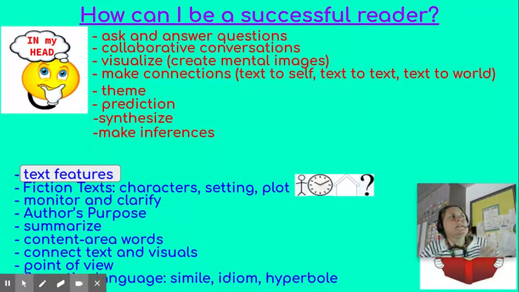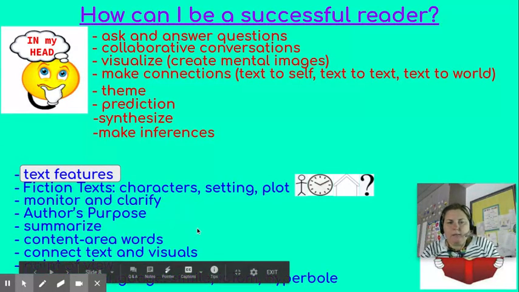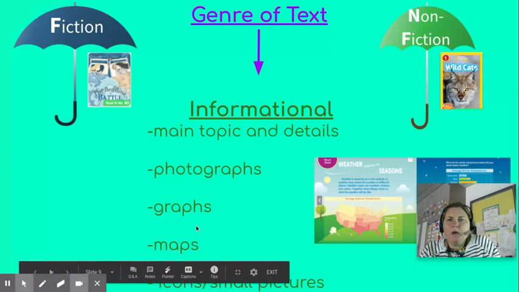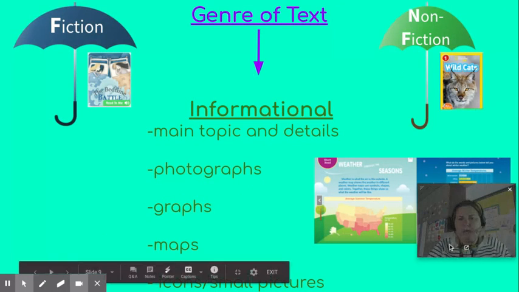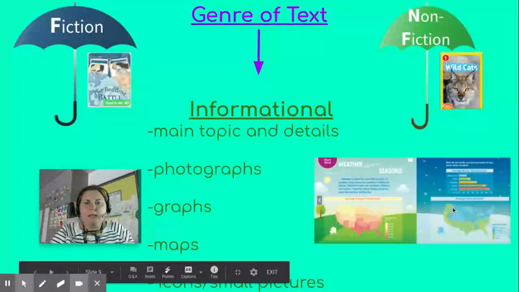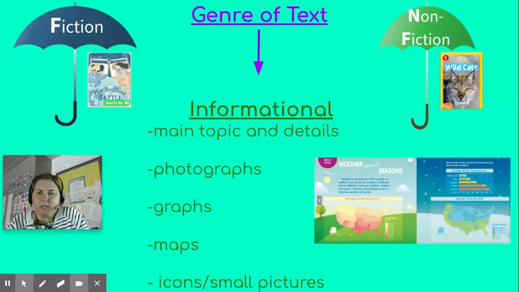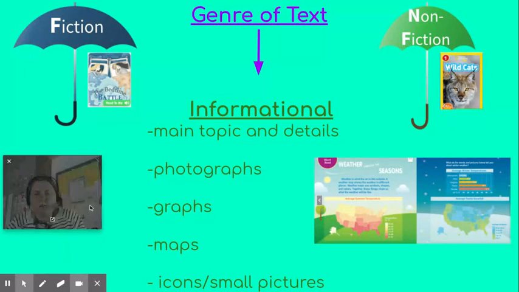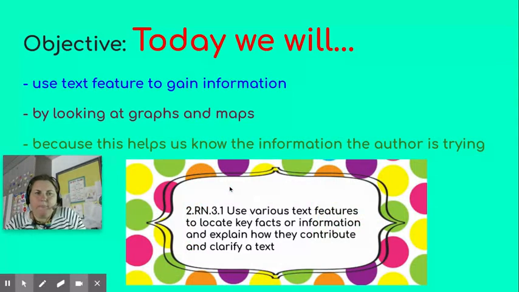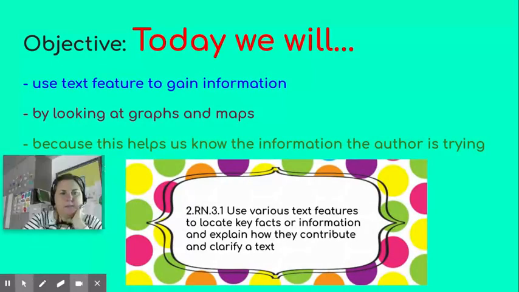Okay, how can you be a successful reader? The way you can be a successful reader is by looking at text features. So today we're going to be talking about text features. Okay, our genre this week is informational text. Informational texts give us main topic and details, photographs, graphs, maps, and small pictures and icons. So this is under the non-fiction umbrella. Okay, so today we're going to use our text features to gain information by looking at graphs and maps because this will help us to know information the author is trying to tell us.